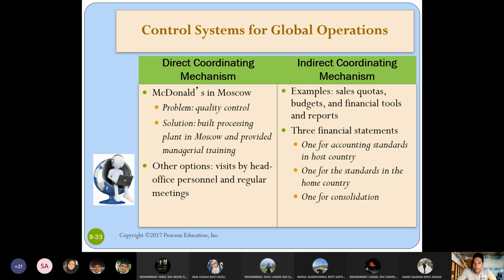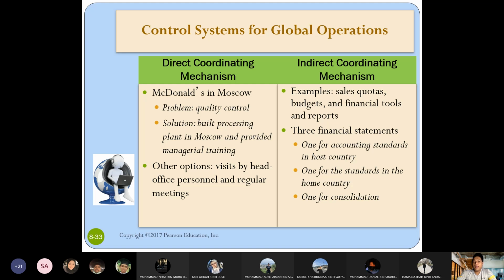And then the control system for global operations has a direct coordinating mechanism or an indirect coordinating mechanism. For the direct coordinating mechanism, we have the example of McDonald's in Moscow. The problem was quality control. The solution was to build a processing plant in Moscow and provide managerial training. The other option was visits by head office personnel and regular meetings. So that is the direct coordinating mechanism by McDonald's. For the indirect coordinating mechanism, the examples are sales quotas, budgets, and financial tools and reports.